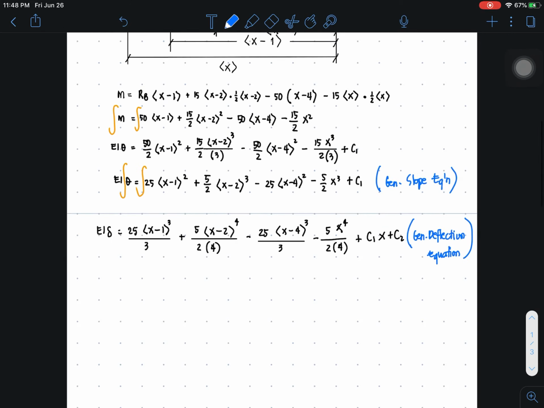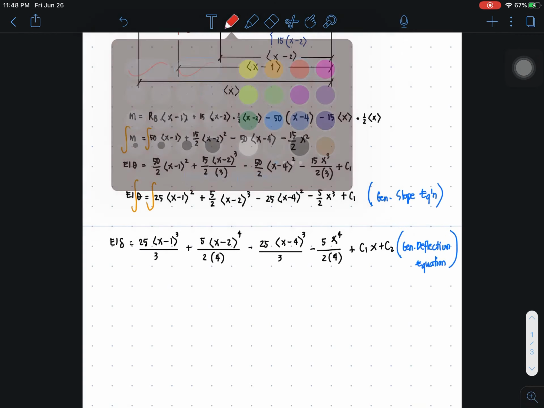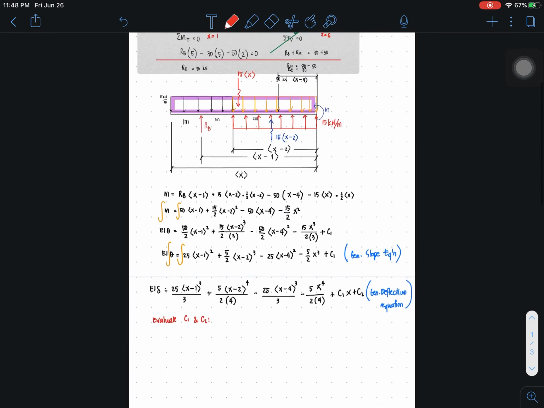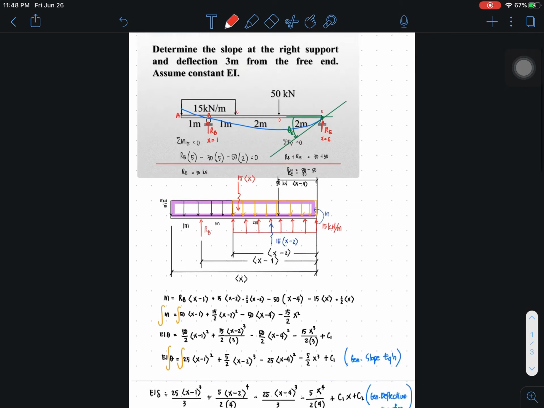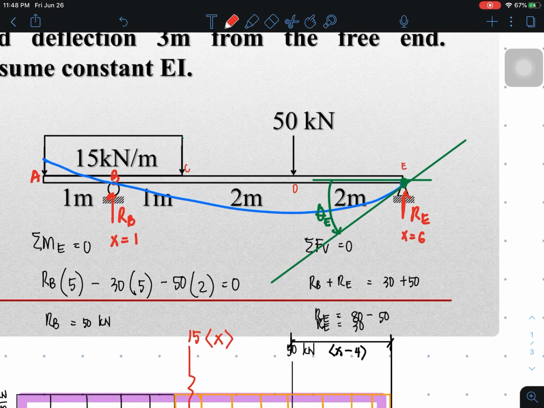Okay. So nanatay duha ka form of equation. So ang buhaton nato next is we're going to evaluate the values of C1 and C2. So in evaluating, always remember that you have to look for the locations of the reaction.